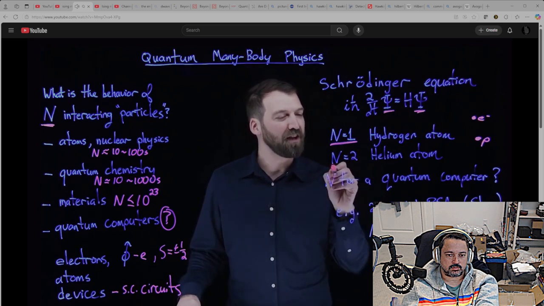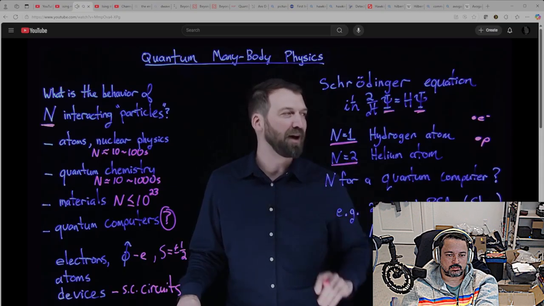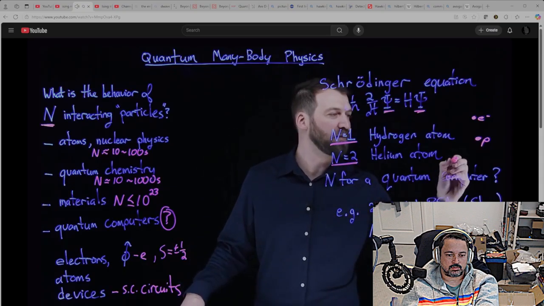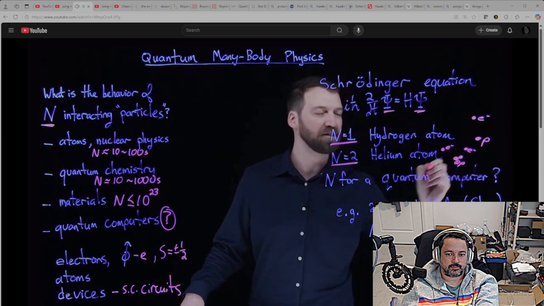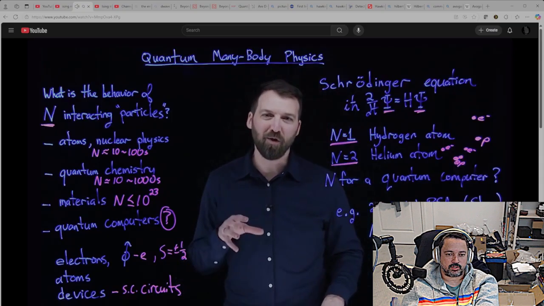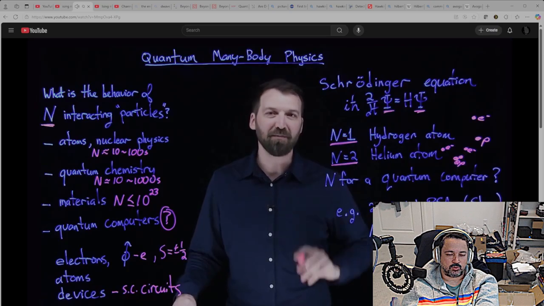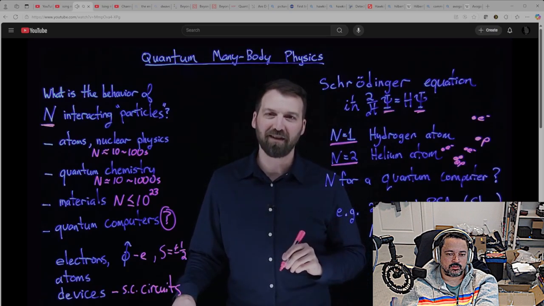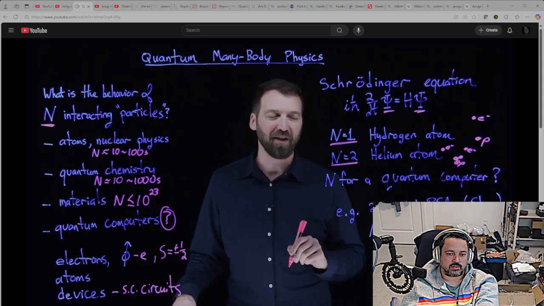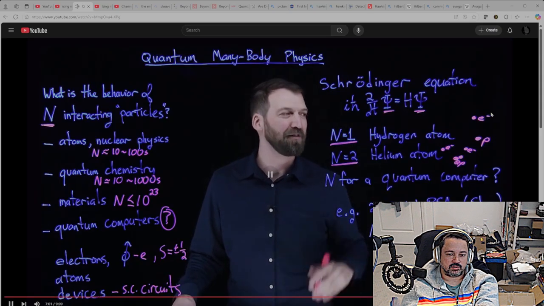If I move on to the n equals 2 case, which is the helium atom, I have a nucleus of 2 protons and 2 separate electrons orbiting around that nucleus. There's no known exact solution for that in closed form. So even in this very simple case of a helium atom, there's no way that we can write down the equations of motion that govern it. That is how poor classical computers are.